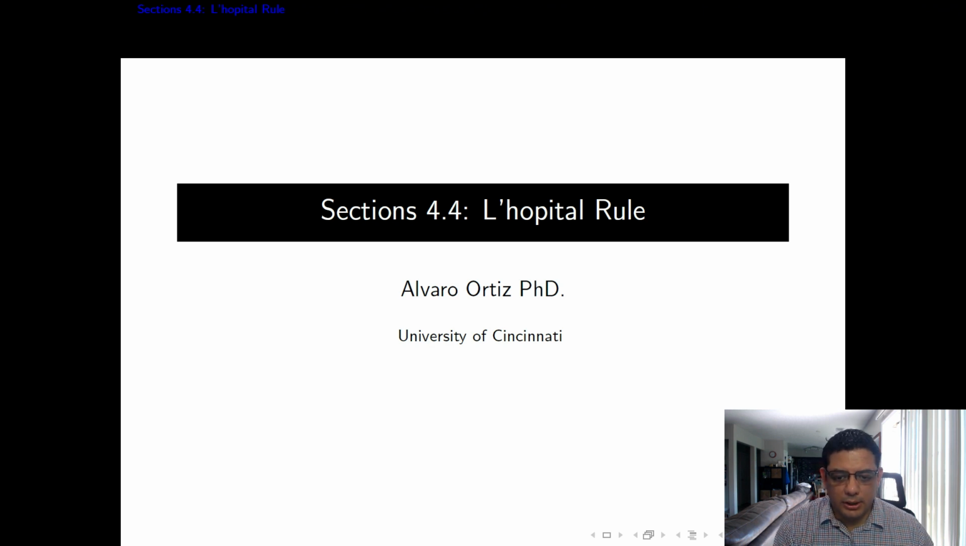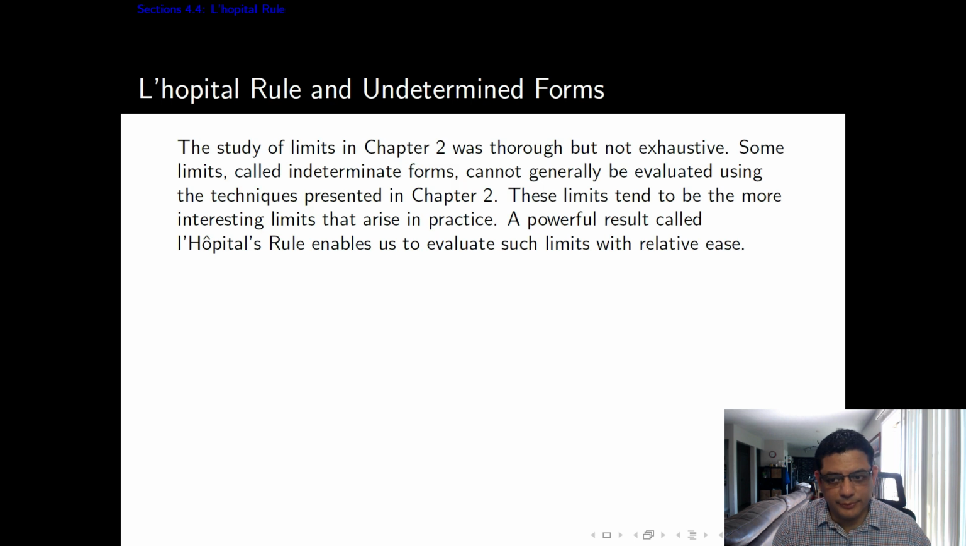Hi, in this video we're going to go over section 4.4 and L'Hopital's rule. When we were doing limits in chapter 2, we didn't complete everything that we could do. We had indeterminate forms, which are limits that cannot really be evaluated using the techniques that we presented then.